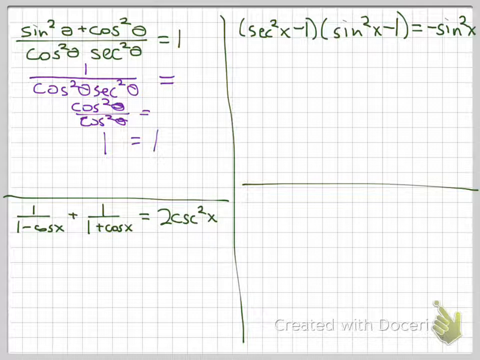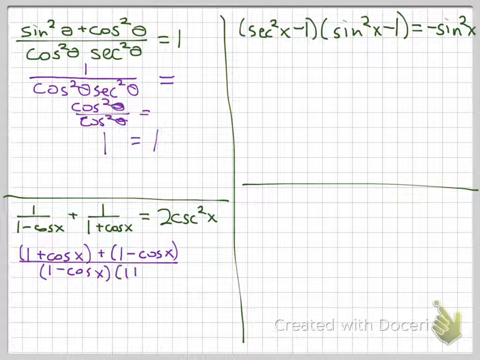Okay, moving down, we have 1 over 1 minus cosine x plus 1 over 1 plus cosine x, and we want to get that to be equal to 2 cosecant squared x. So let's take the two fractions we have. We're going to add them, so we need a common denominator. I'm going to multiply the left side, top and bottom, by 1 plus cosine x. Since the numerator is 1, it just stays the same. And then the right side is going to be multiplied by 1 minus cosine x. So then I'm left with, on the bottom, 1 minus cosine x times 1 plus cosine x.